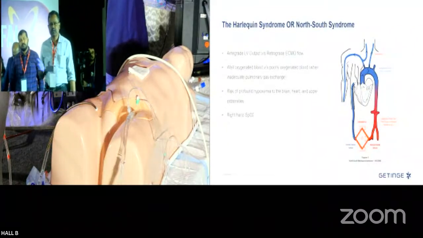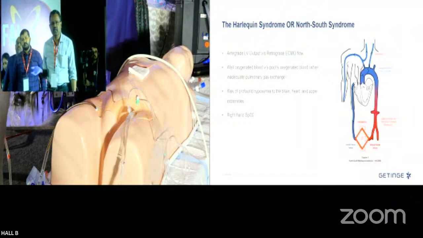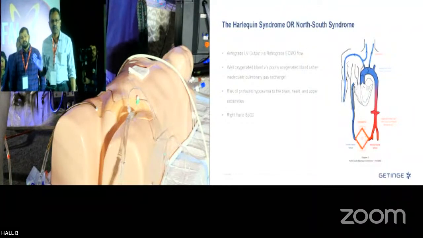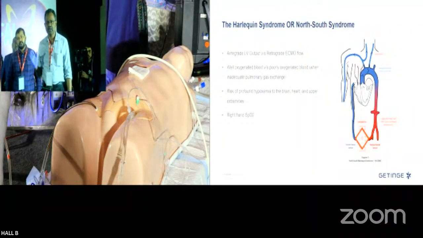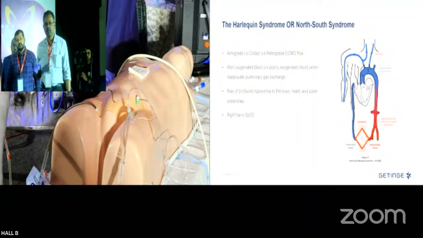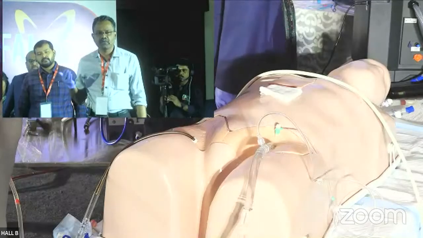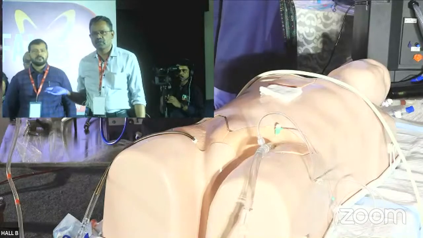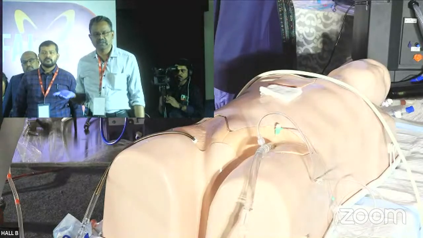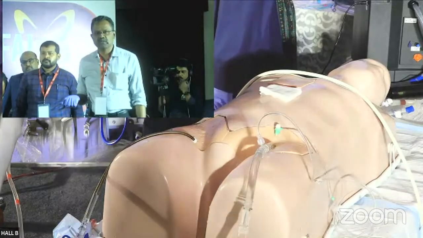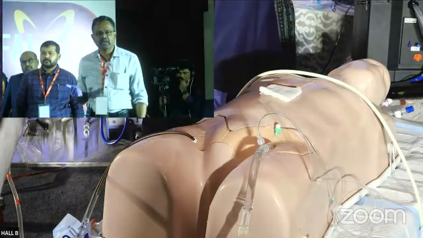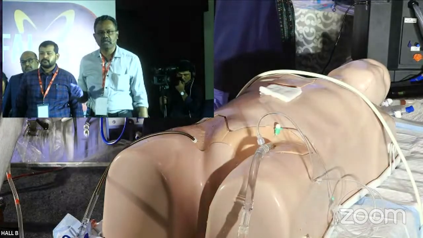If both are, say, one is higher and one is lower, then that confirms a Harlequin syndrome. Okay. So just because saturation is bad, don't jump to the conclusion that there is a Harlequin syndrome. The mere fact that there may be poor saturation in the post membrane gas itself can produce this low saturation all over the body. So better to monitor the saturation on the other side and take it forward.